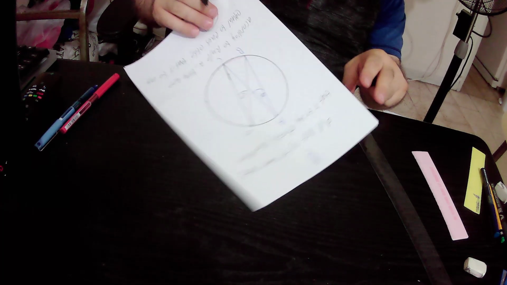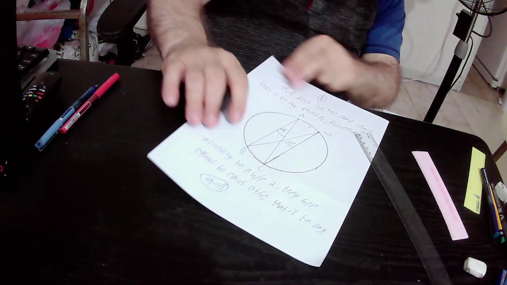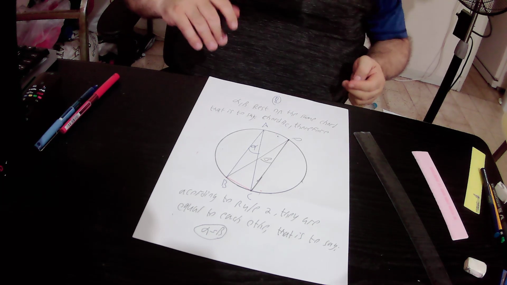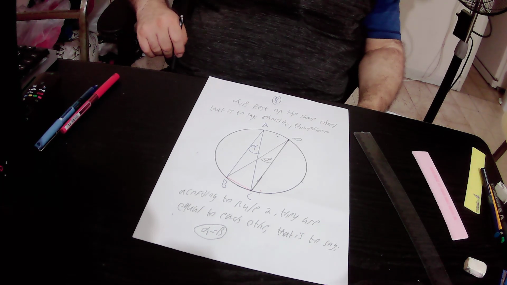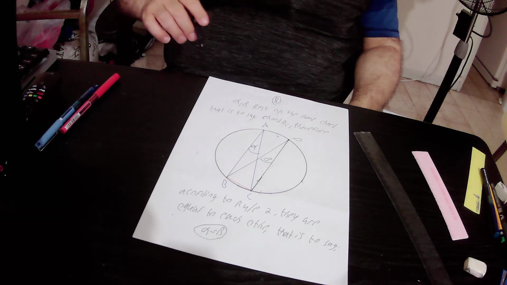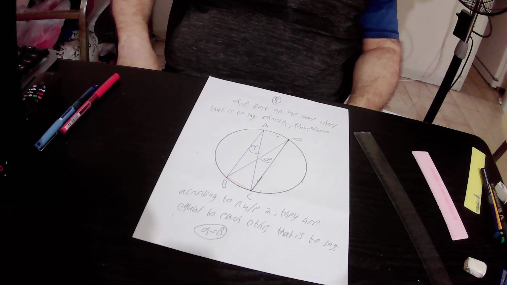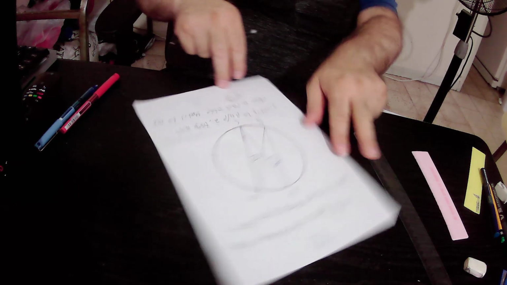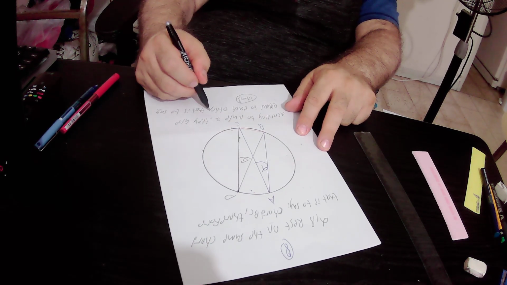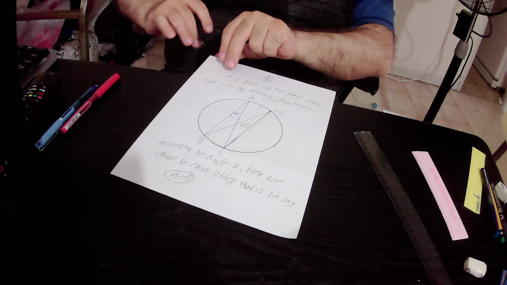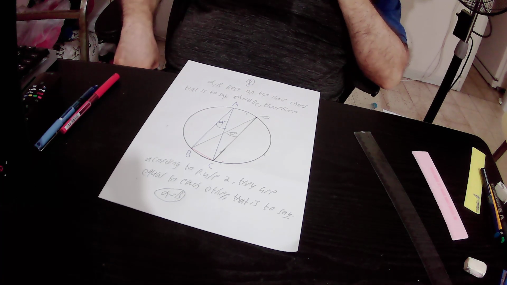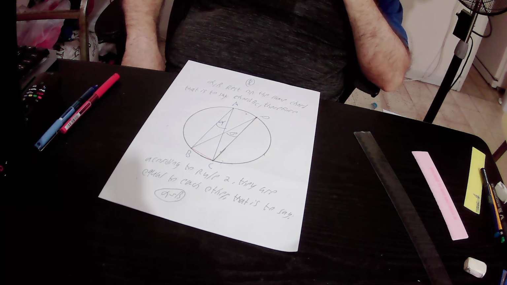So I'll read again the things that I wrote. Peripheral angles alpha and beta rest on the same chord BC. Therefore, according to rule number 2, they are equal to each other. That is to say, alpha equals beta.